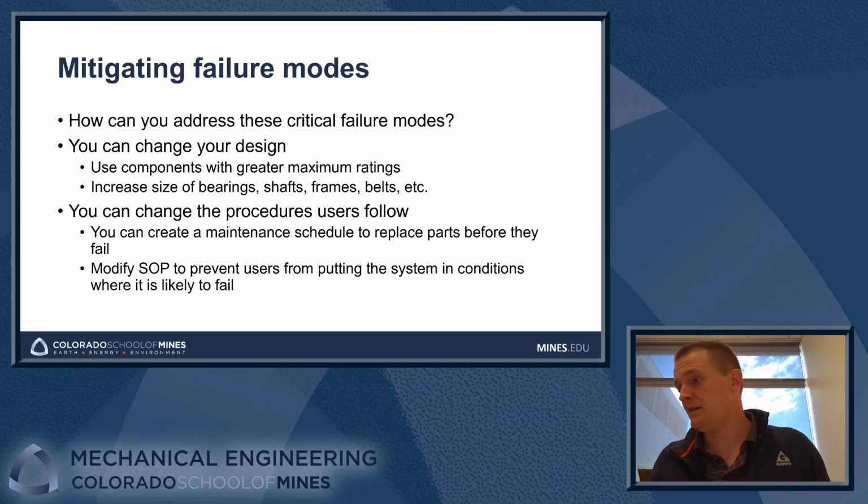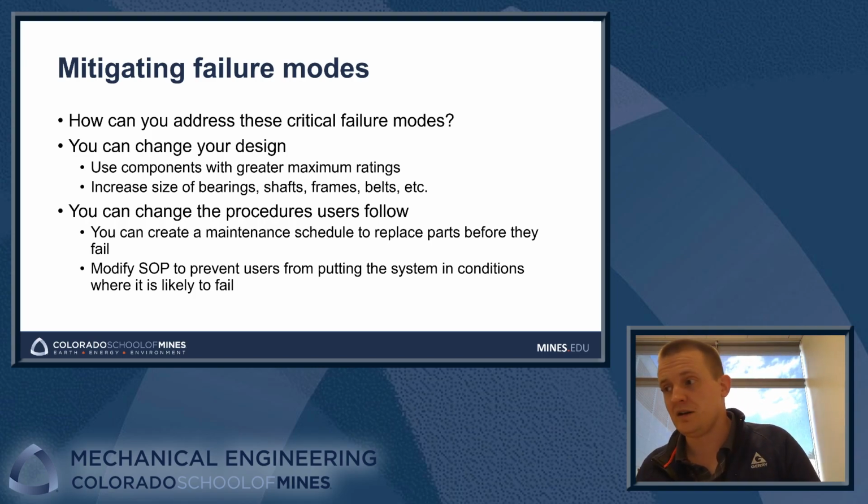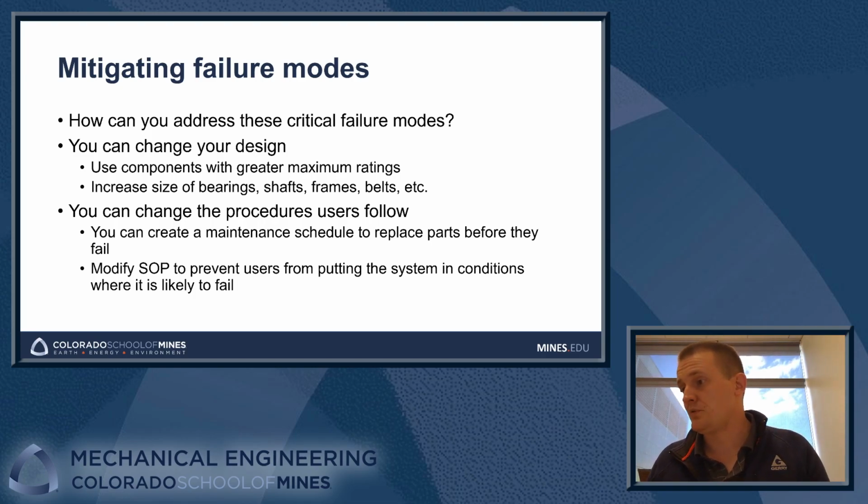But you can do other things also, like we can change the procedure that users follow to interact with our machine. One thing that we commonly do is we have a maintenance schedule. If we know what our failure rate is, we can also estimate how long it's going to be till a certain component fails, right? And we can replace that component before it fails. So that's a great way to mitigate these potential failure modes. We create a maintenance schedule and we just make sure that we replace components before they fail.